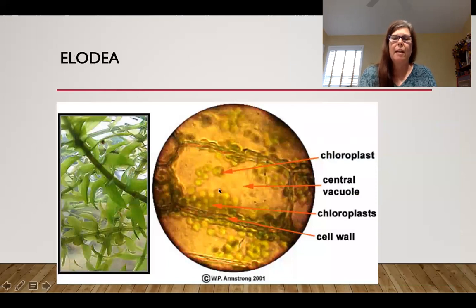So here you can see that empty space here. It's really not empty, it's full of water. That's your central vacuole, your chloroplast, and your cell wall.